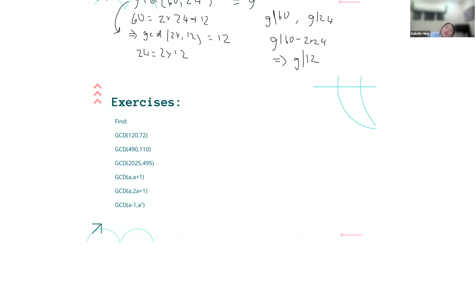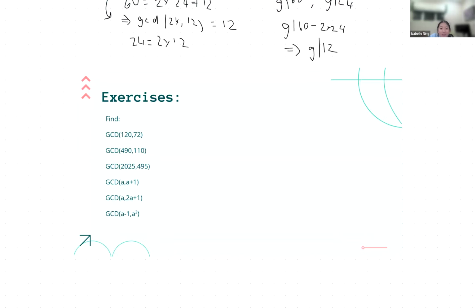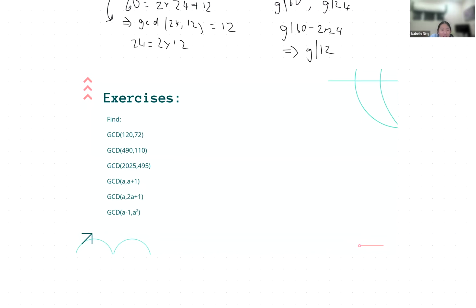Okay, do you guys want me to do one more example of the Euclidean algorithm? Because it's kind of a confusing concept to grasp. Okay, I'll do this one. So the greatest common divisor.